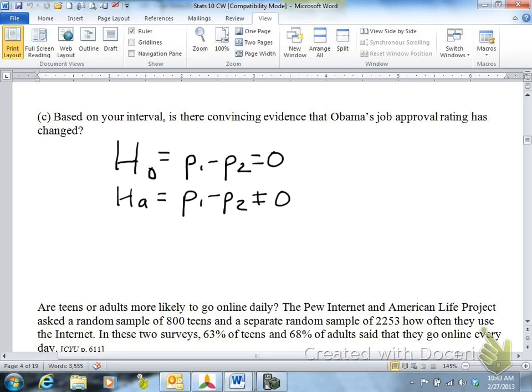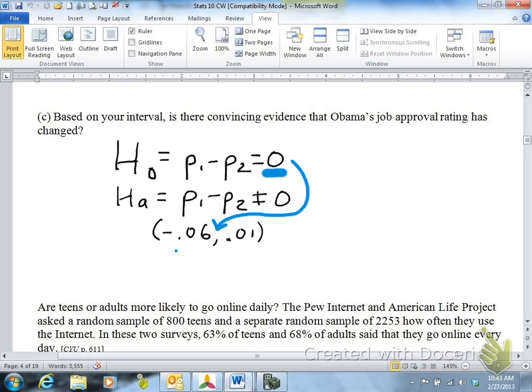If you consider the confidence interval that we just made, our confidence interval was negative 0.06, comma 0.01. Notice that our difference in proportions, mu, right here, is included inside this interval. So we could be 90% sure that there is not enough evidence, I should say. We could be 90% sure that there's not enough evidence to conclude that there's a change in his job approval rating.